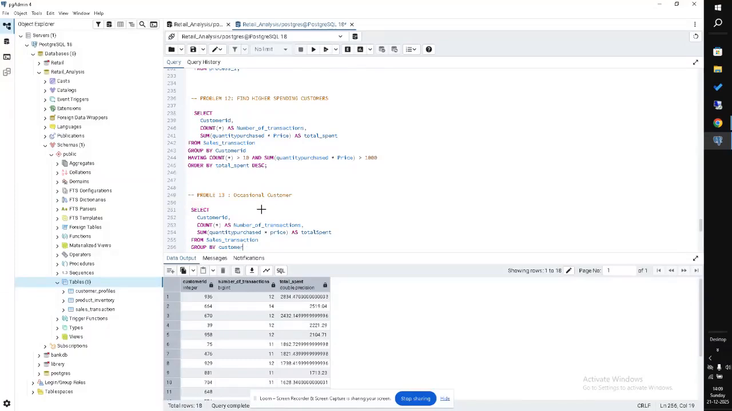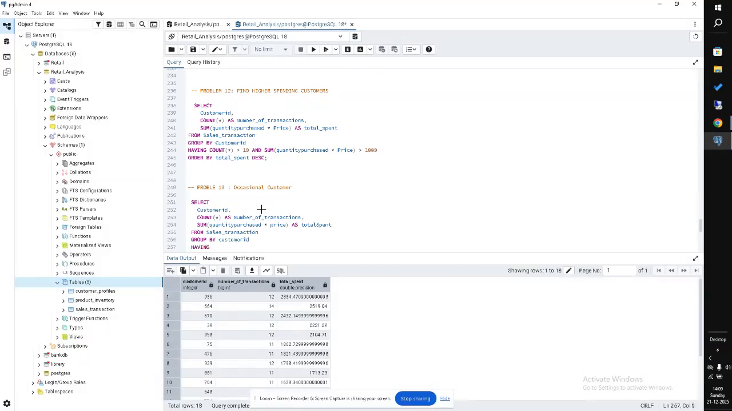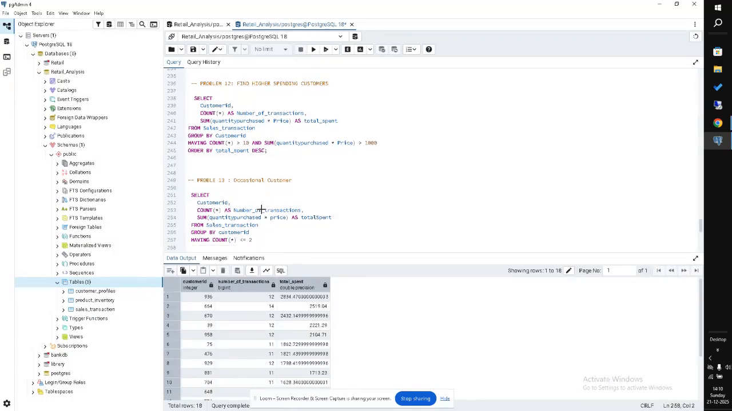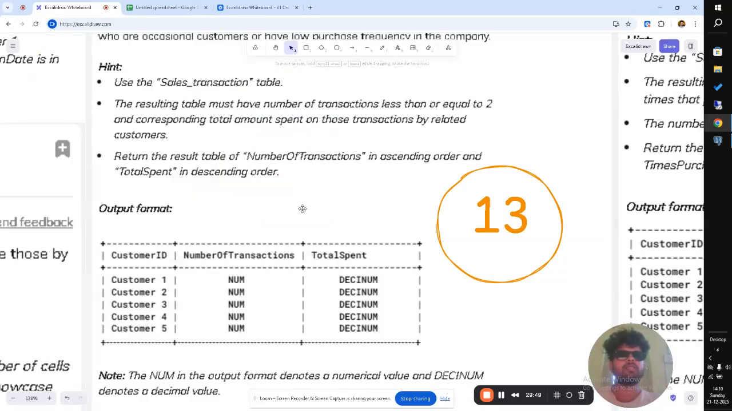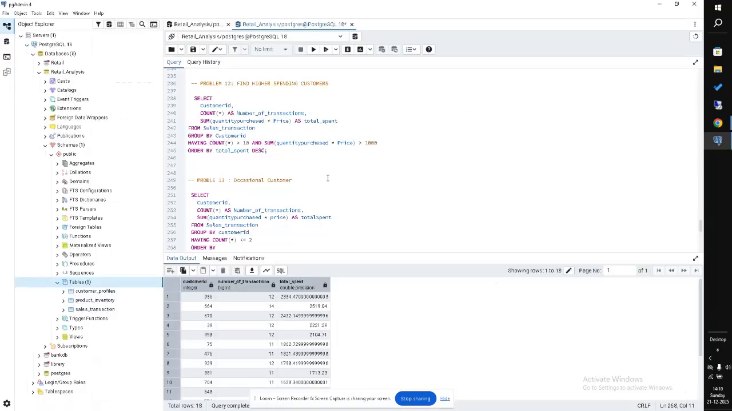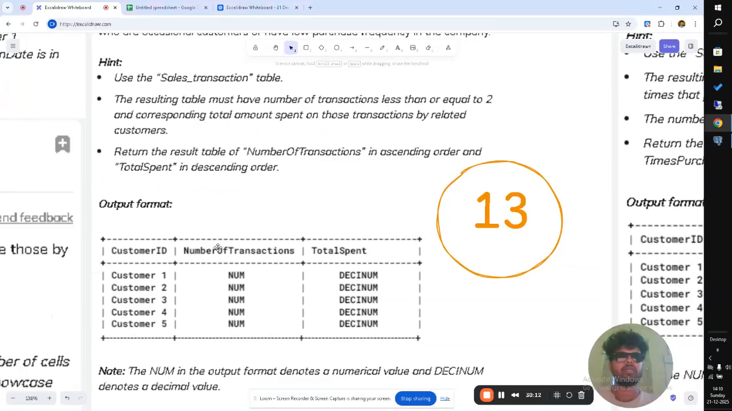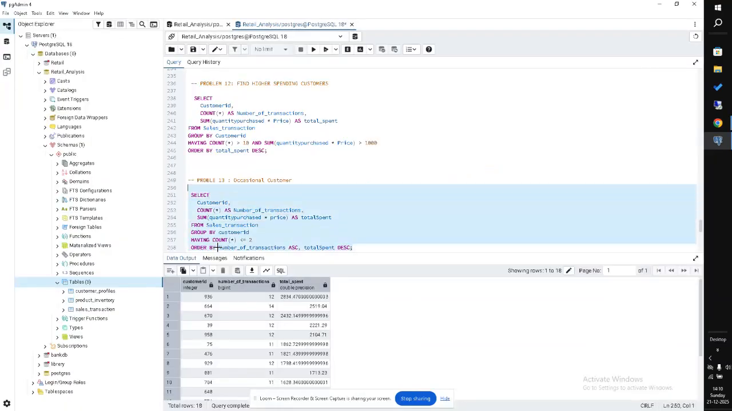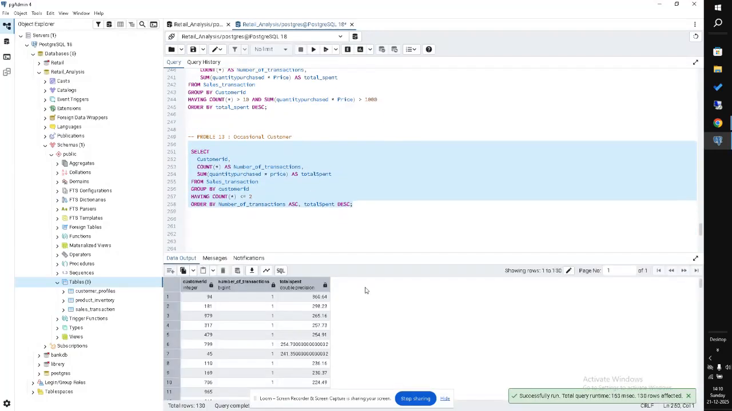And having count less than or equal to 2, that's it, and order by number of transactions in ascending order, and total spent in descending order, correct? Yes. Okay.